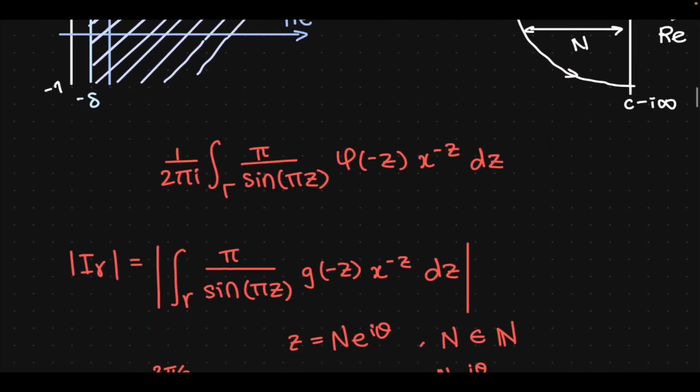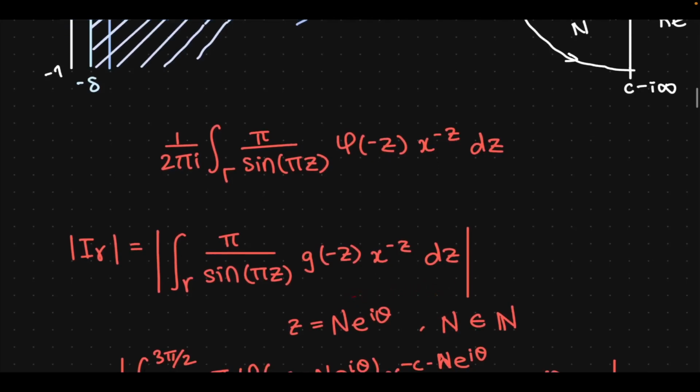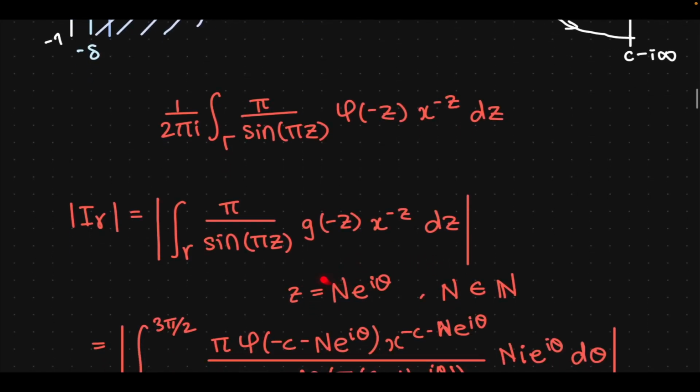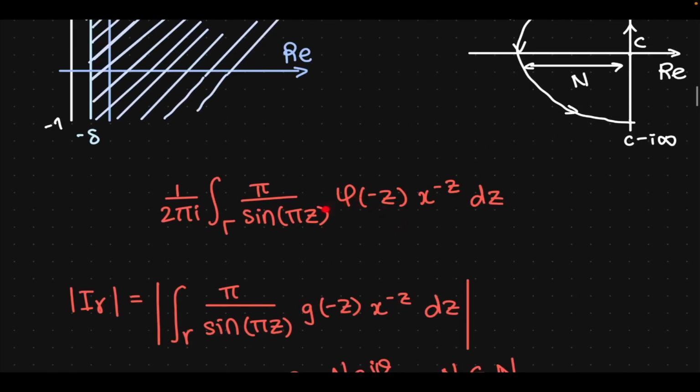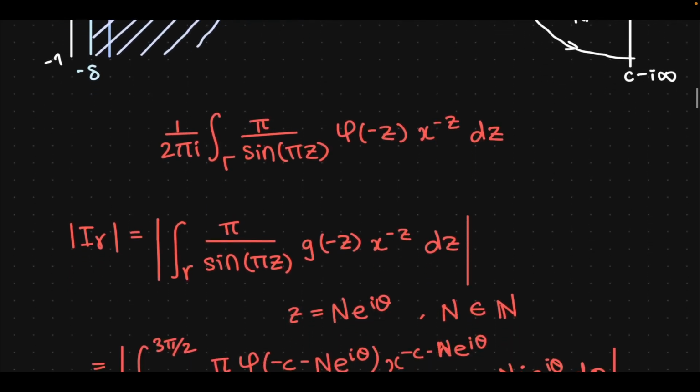Let's first tackle that, because that usually goes to 0, and it will in this case as well. So the absolute value of I sub gamma is going to be the integral over gamma of what function? Well, the function we're integrating is pi over sine of pi z times phi of minus z times x to the minus z. So instead of g, I think there should be a phi. Sorry for the confusion there.